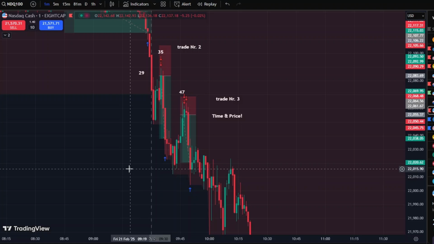So that's how I use the GP and CE time with fair value gap and higher low, higher high. Of course, after a sweep of a previous day high, previous day low, session high, session low, and so on.